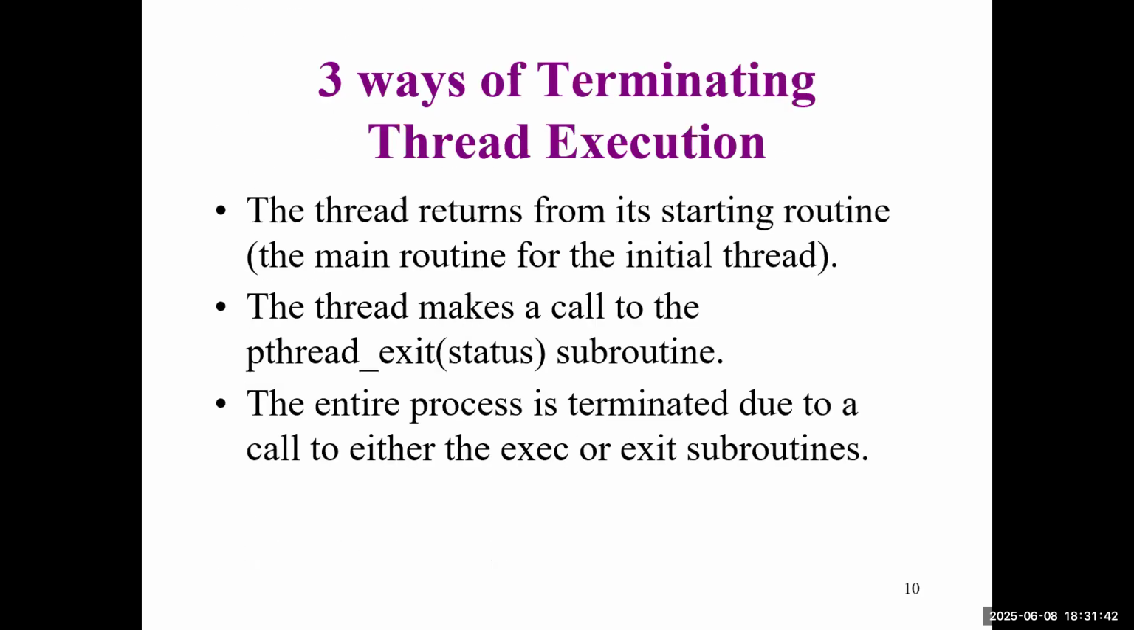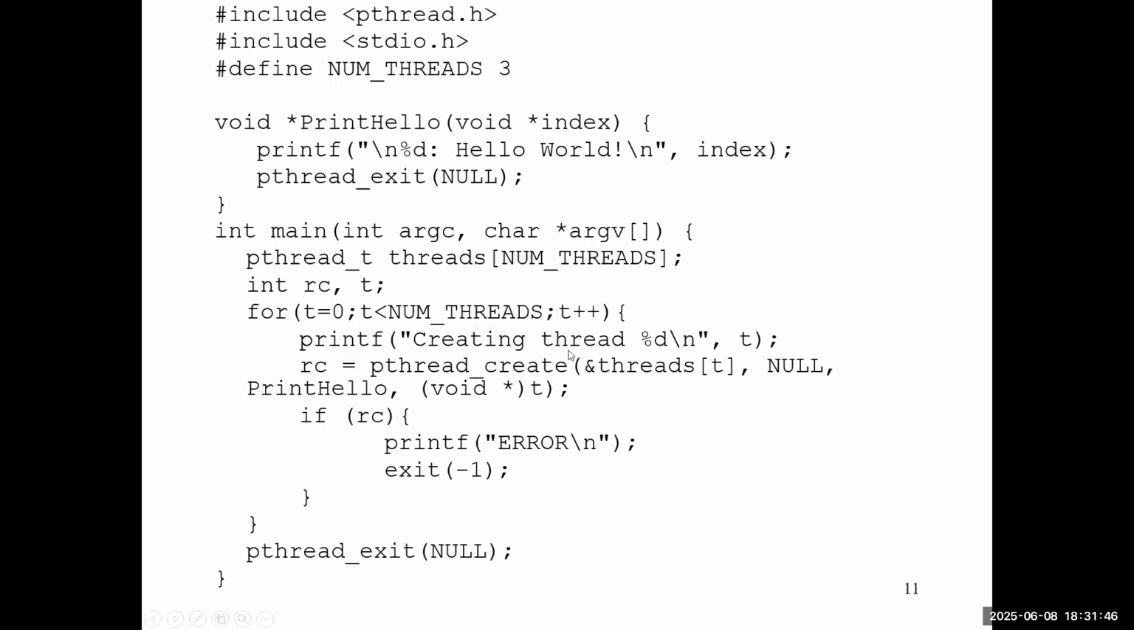So here's an example of code where I create 3 threads, and there's a function called hello world, and that's the function the threads are going to run. So what do I do? I run pthread_create, and I run it in a loop 3 times, where I run each time with a different thread in the array threads that I made. And I give it NULL and the function and a pointer t.